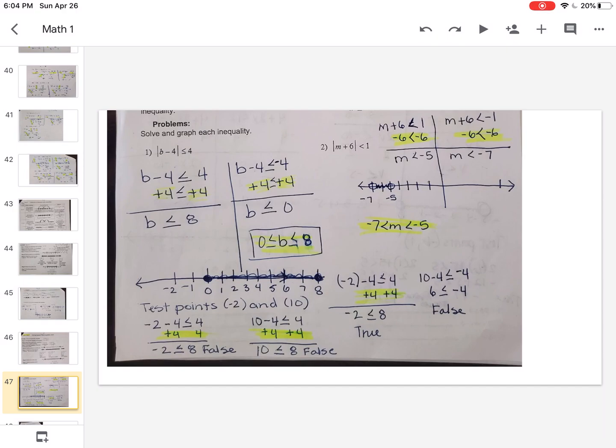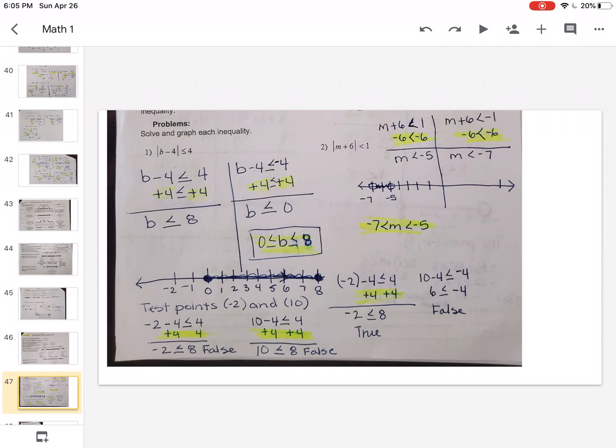And then as far as test points, if you want to see what would be true, you select a point on one side of each dot. So on the other side of 0 is negative 2, and on the other side of 8 is 10. You plug those into the equation and see if it's true. In the first equation, I plugged in negative 2, and it said negative 2 is less than or equal to 8. Okay, that's false.